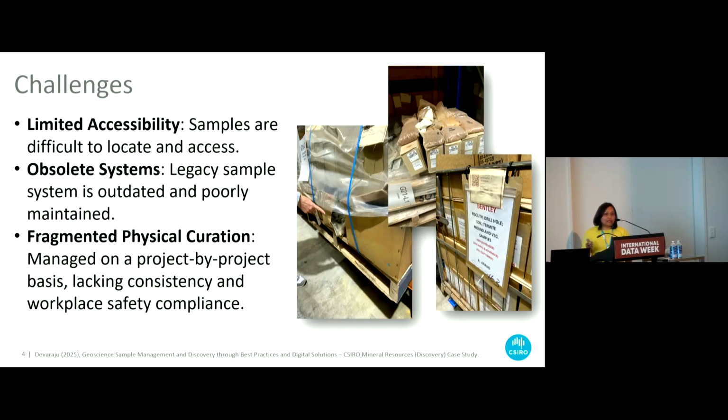The second challenge is related to physical curation. In our program, sample handling is managed on a project basis in an ad hoc manner, which poses several issues. There's no standardized way of handling samples, from collection up to archiving them in a proper storage facility at the end of the projects. For example, as you can see in the picture on the right, sample box containers on a pallet collapse over time. Often we found unlabeled or unknown samples in different parts of the buildings.